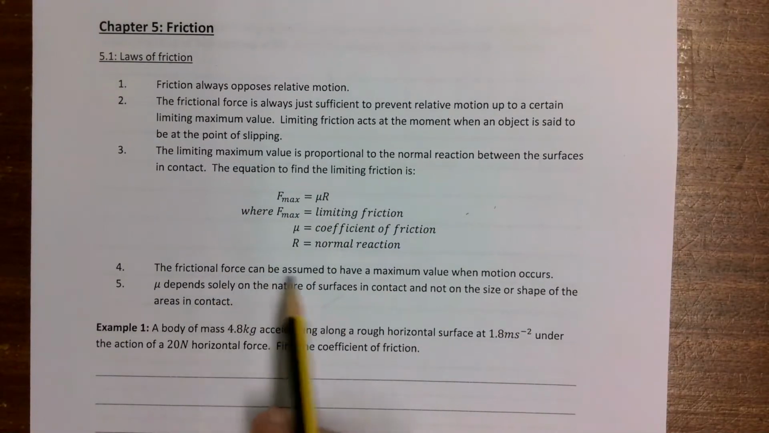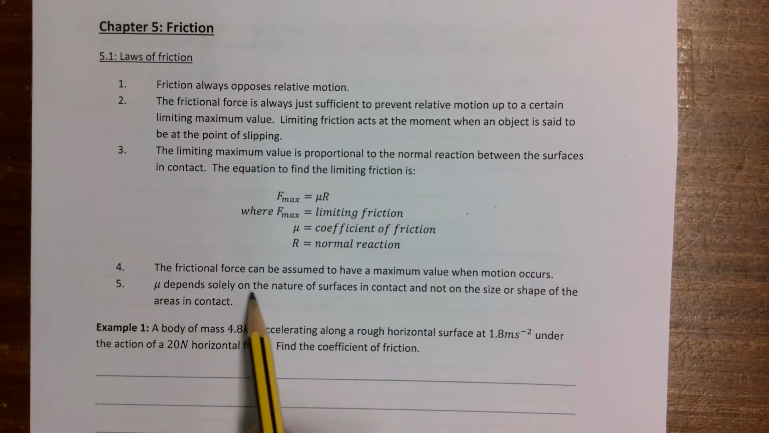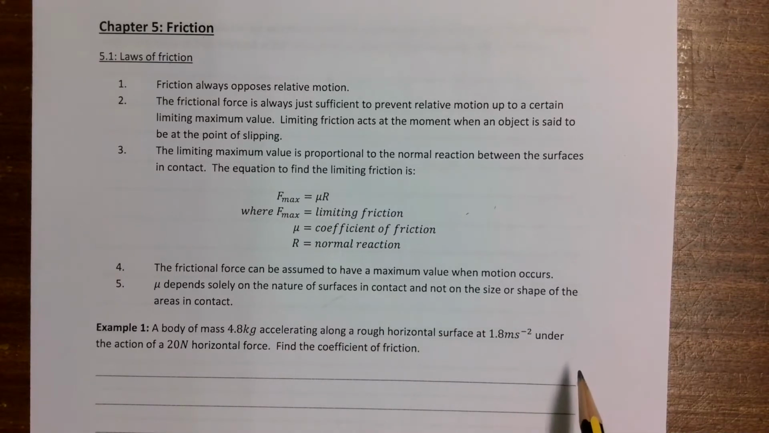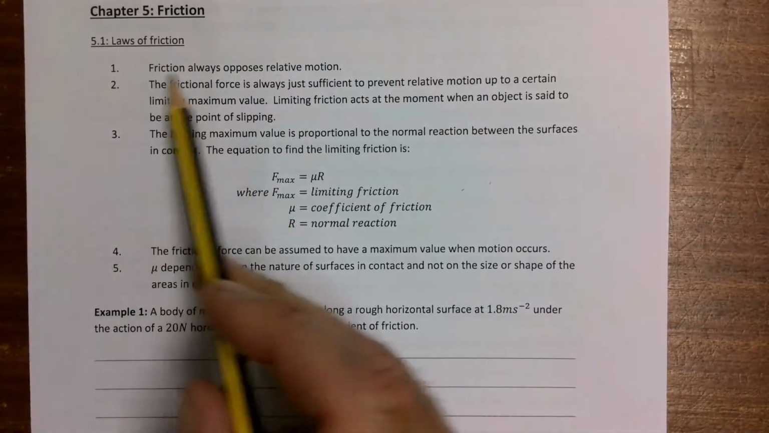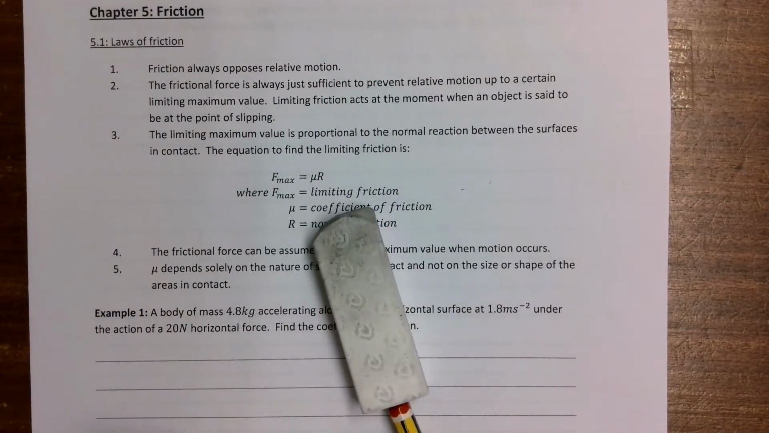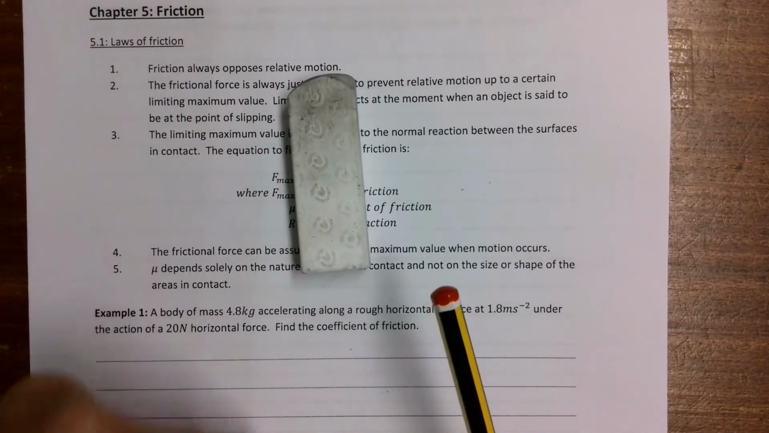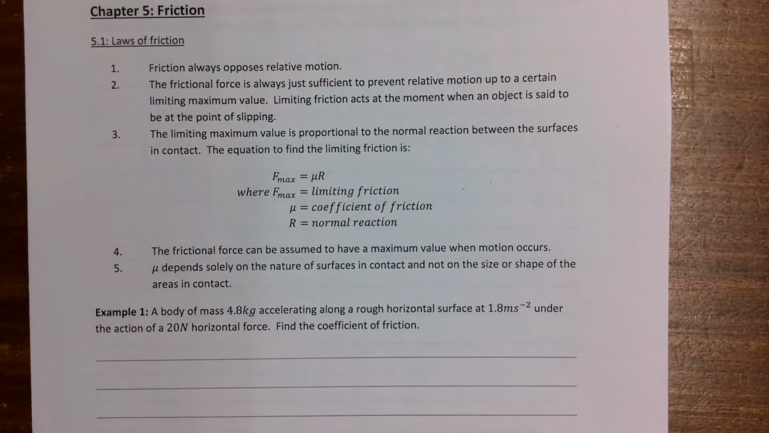The frictional force can be assumed to have a maximum value when motion occurs. Mu depends solely on the nature of surfaces in contact and not on the size or shape of the area in contact. Friction always opposes relative motion. Nice straightforward one here: if I'm pushing this with an acceleration this way, then the friction is going this way here. Frictional force is always just sufficient to prevent relative motion up to a certain limiting value.